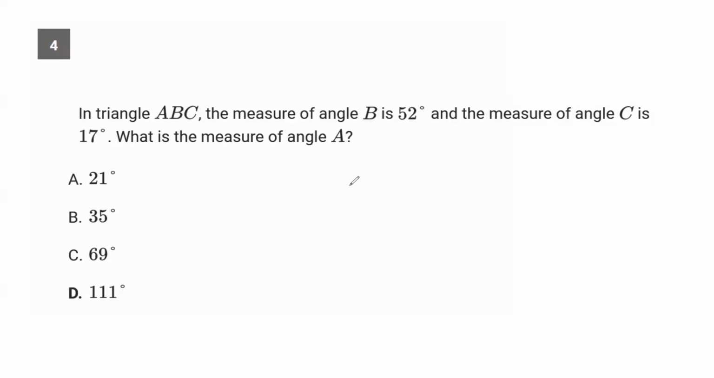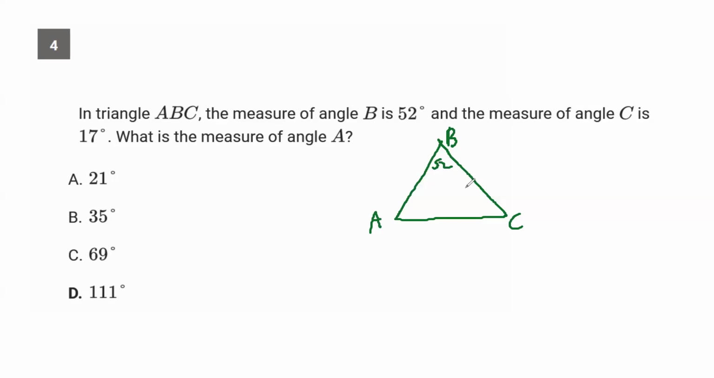Okay, so in triangle ABC, the measure of angle B is 52 degrees, and the measure of angle C is 17 degrees. What is the measure of angle A? All right, so I'm going to draw it out. You don't need to draw it out yourself, but just to illustrate, right? You have a triangle. You have A. This is obviously not a very accurate drawing because 17 is a lot smaller than 52, and they all kind of look the same in my drawing, but that's okay.